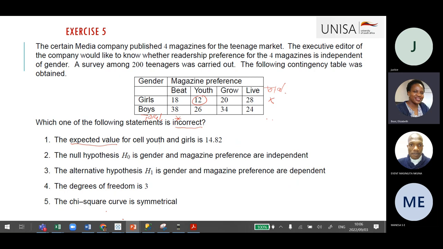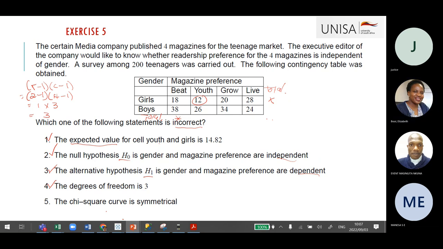That's correct. The alternative, not independent, that will be correct. The degrees of freedom: your number of rows minus one times the number of columns minus one, right? How many rows? We've got two rows, minus one. How many columns? Four columns, minus one. So it will be one multiplied by three. Therefore, your degrees of freedom is correct as well.